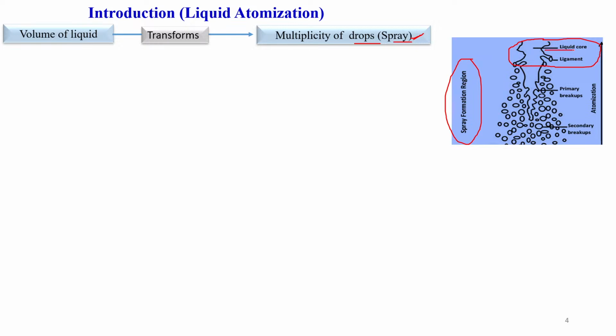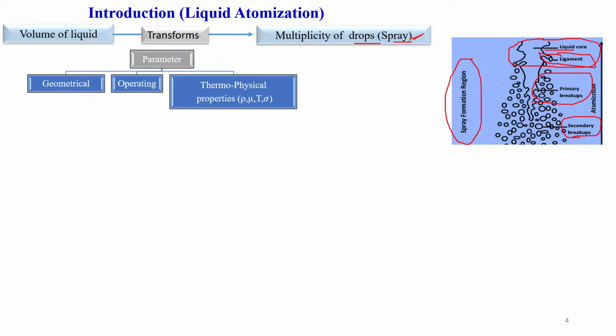Here we can see the liquid core. Further it breaks into bigger ligaments, then into primary breakup, that means bigger droplets, and secondary breakup, very small, fine spray. So this is the atomization process. This is happening because of many different parameters. The first one is air assist, so we need to create a shear force or pressure force in order to convert the liquid into spray. In the upcoming slides I will explain in detail.